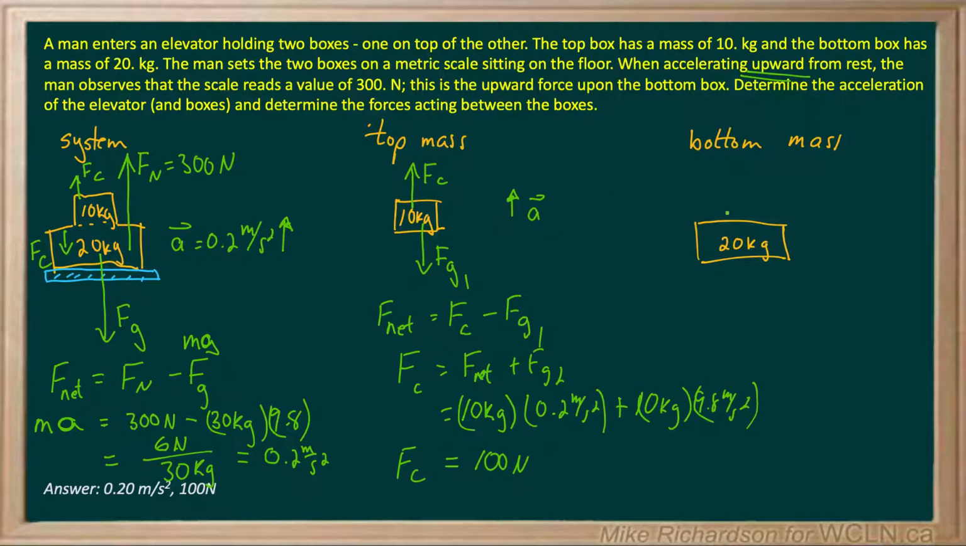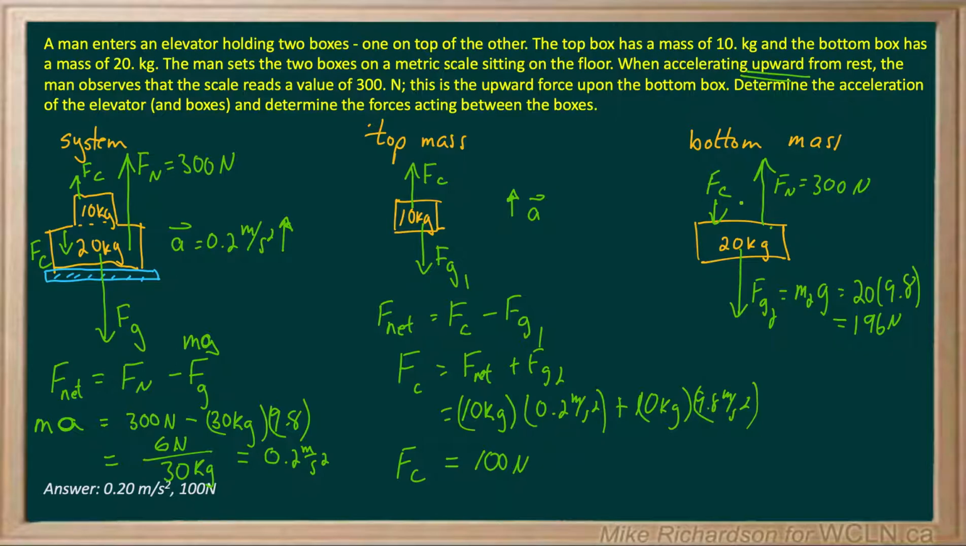So the bottom mass, what forces are acting directly on it? Well, I've got force of gravity down, which I'll call Fg2. Now it's going to be mass 2 times gravity, so 20 times 9.8, which is 196 newtons. So there's my force of gravity down. Now also it's directly in contact with the scale, which experiences a force of 300 newtons up. So I've got this normal force that's 300 newtons up. And there's a force from the 10 kilogram box pushing back on it that's down. And that's what we're trying to figure out, what Fc is.